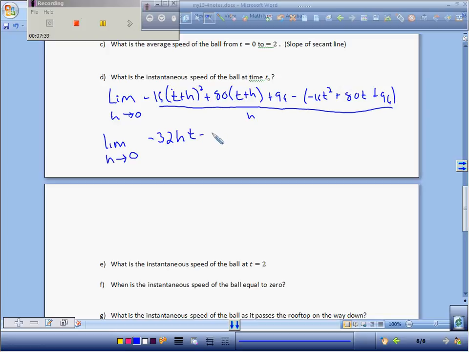ht minus 16h squared, 16h squared plus 80h plus 80h over h, right? I think some of you have this.